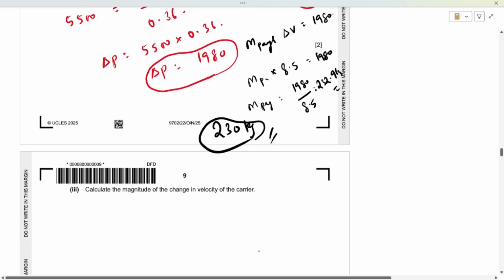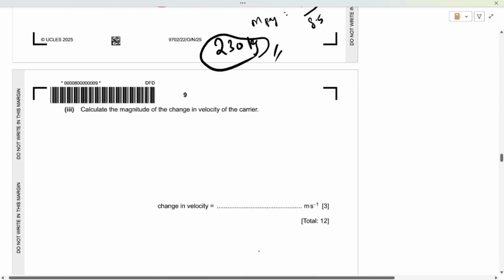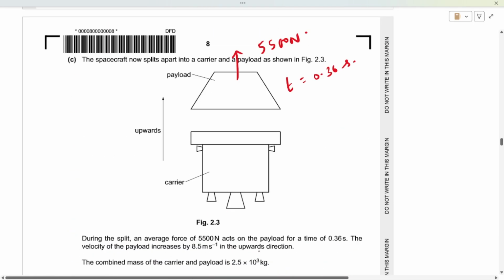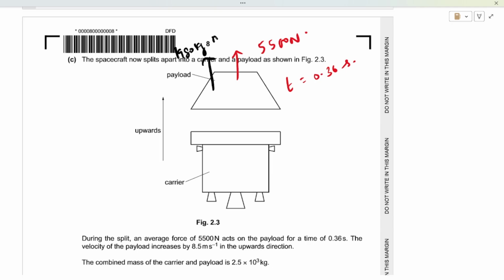Okay, going for the third question. Calculate the magnitude of the change in velocity of the carrier. Change in velocity of the carrier and the change in velocity of the payload. And also they stated, as we know, that the force acting on the payload is 5,500 Newton, and the momentum acting on the payload in the upward direction is 1980 kilogram meter per second. And we know that there is no external force acting on it. The spacecraft is not accelerating.